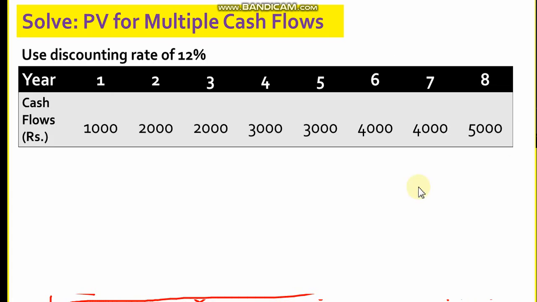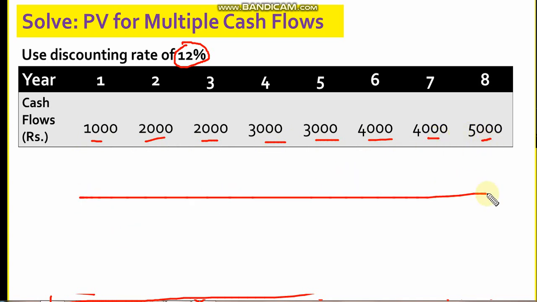Okay, suppose we have a problem like this. My discounting rate here is 12%, right? And my number of years is 8, and this is not a single amount, but I have multiple cash flows at different points of time. At the end of year 1 I am getting 1000, at the end of year 2 I am getting 2000, 2000, 3000, 3000, 4000, at the end of year 7 I am getting 4000, and at the end of year 8 I am getting 8000. So how do I do it? First, my job is to draw a timeline.